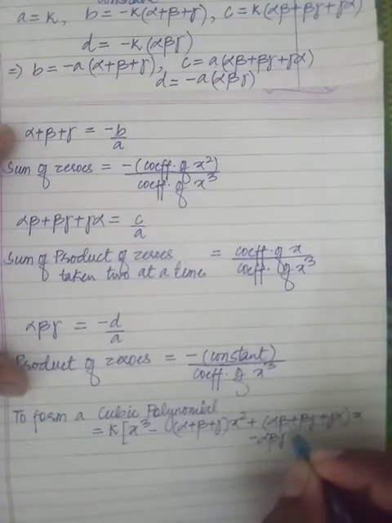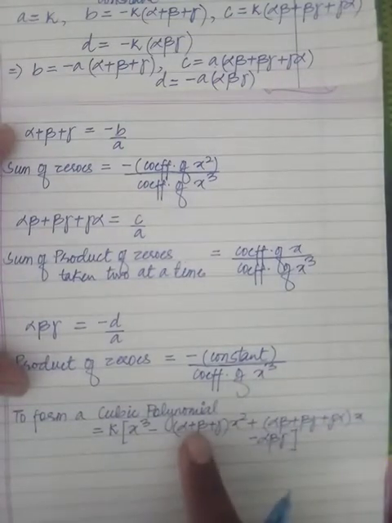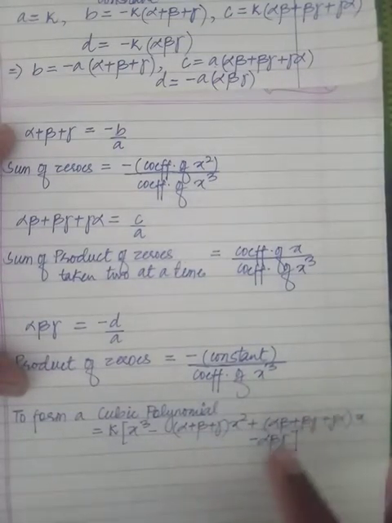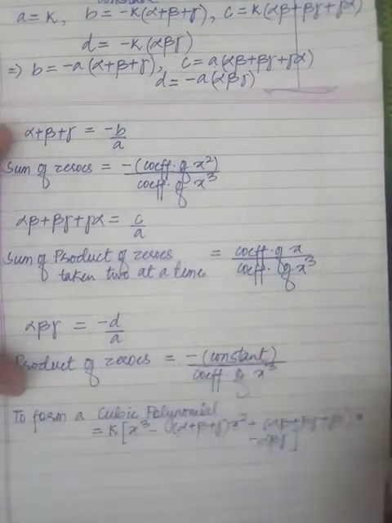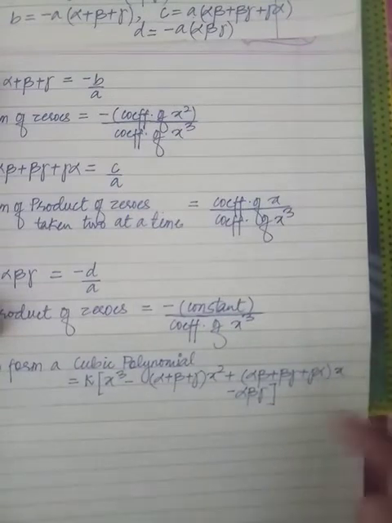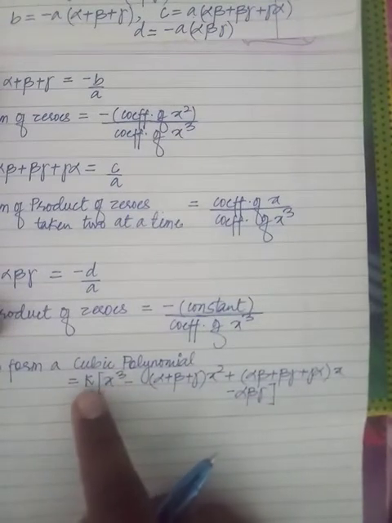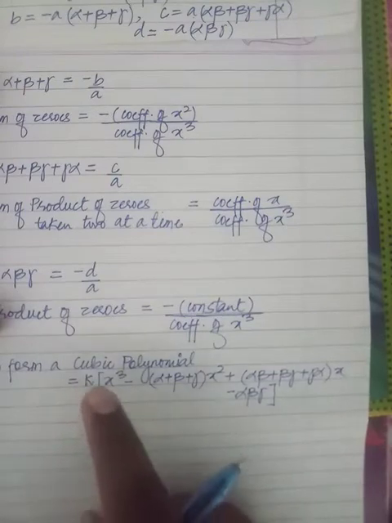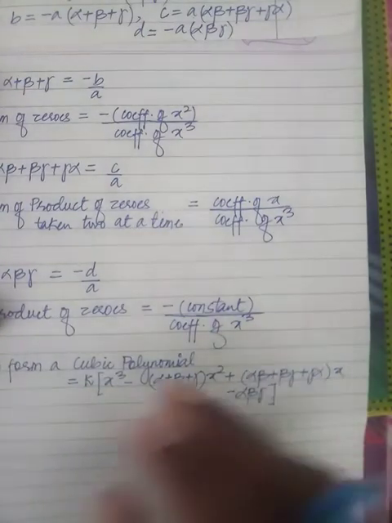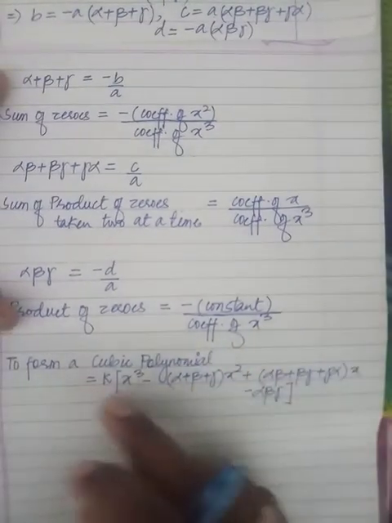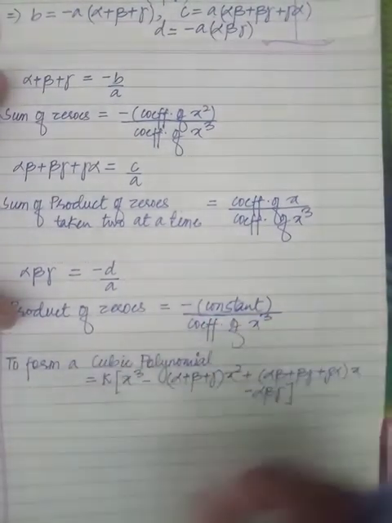So if I know the sum of zeros, sum of product of zeros, and product of zeros, then I can form a polynomial in this way, where k is any real number. So you have to put this k in the polynomial. So k is any real number. So this is how we form, or frame, a cubic polynomial.